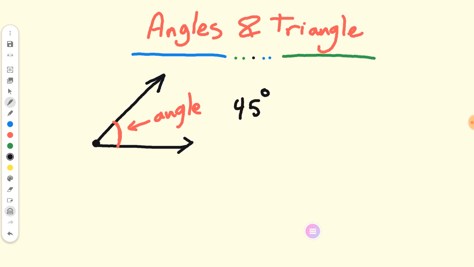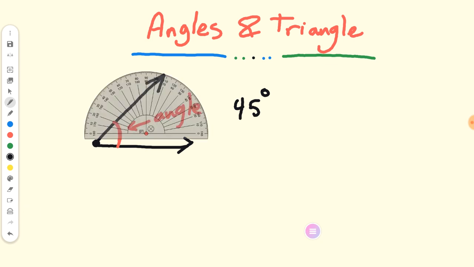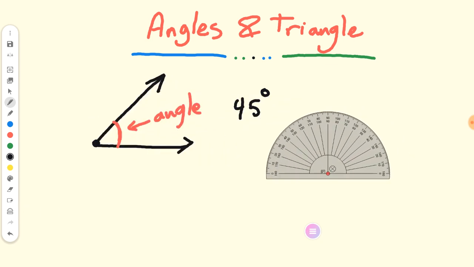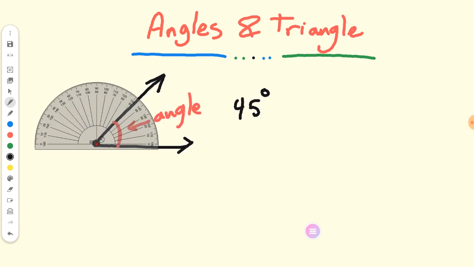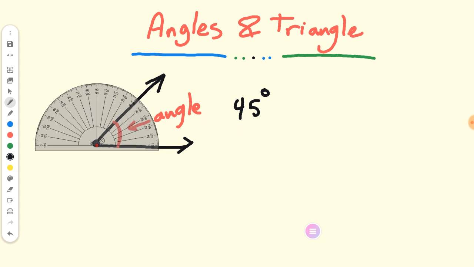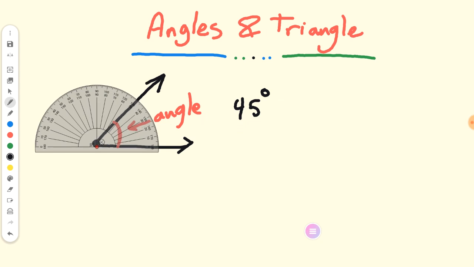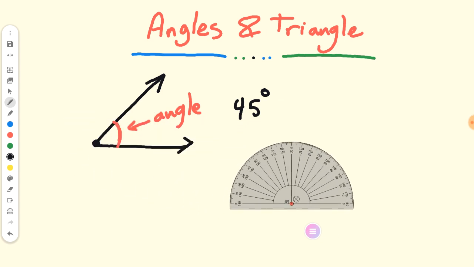And the tool which measures the angle is the protractor. As you see here is a protractor. We put the center point with the point, and the zero line with the line, and then start counting from the side of the line. So 0, 10, 20, 30, 40, 50. So this angle may equal 50 degrees.